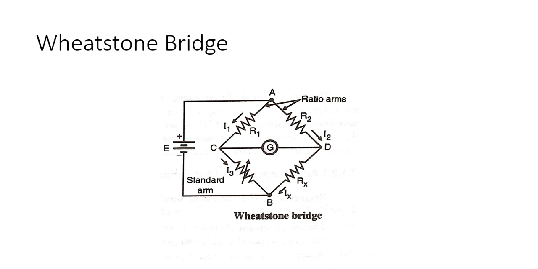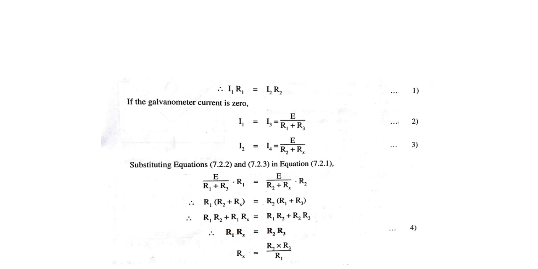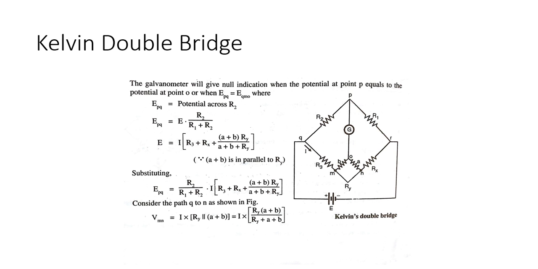Now I think you got this equation, and if you understand this equation, then it will be very easy to understand the next bridges. Let us cover the second DC bridge, that is Kelvin's bridge. If you see this bridge, it is called a double bridge because it contains a second set of ratio arms, shown over here as A and B. This is the diagram of a Kelvin's double bridge.